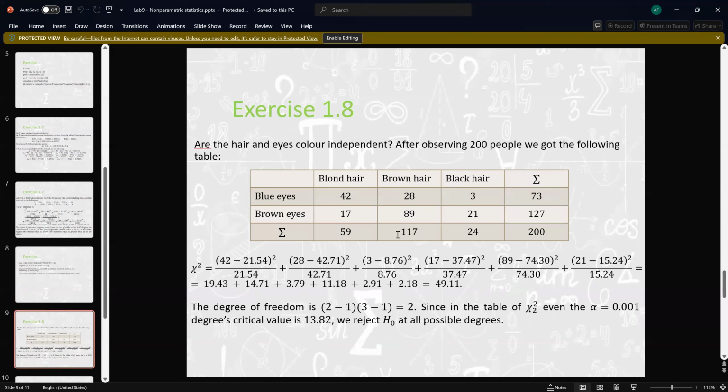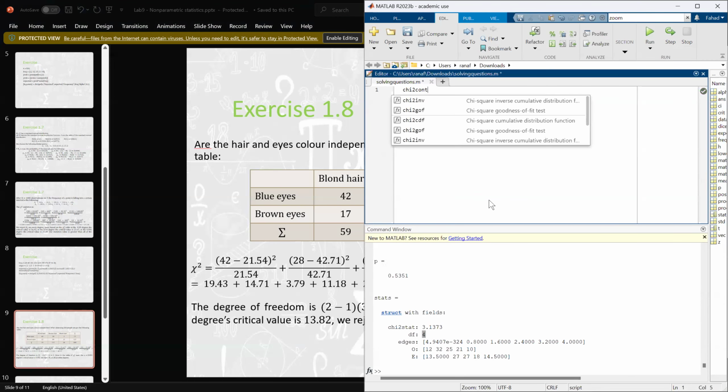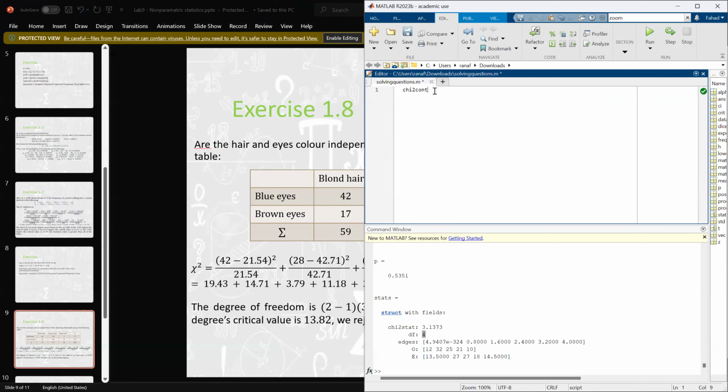Okay, you have a table where you have the eyes and you have the hair: blonde hair, brown hair, black hair. And you have to tell if they are independent or not. So you have to figure out how to represent it as a table. And for this, the function that you use is called G2cont. Cont stands for contingency table, just in case the professor asks in the oral exam.